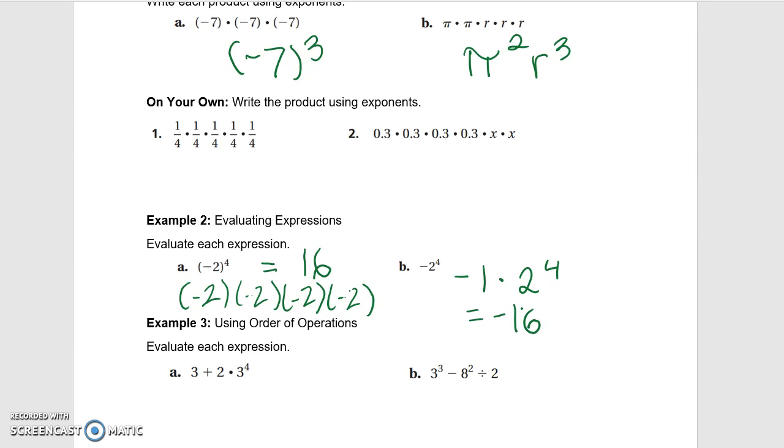So as a rule of thumb, if you have a negative number being raised to a power, keep it in parentheses. Your teachers might tell you to keep fractions inside parentheses. That's the rule I would like my students to follow as well. Go on and do A and B for the on your owns.